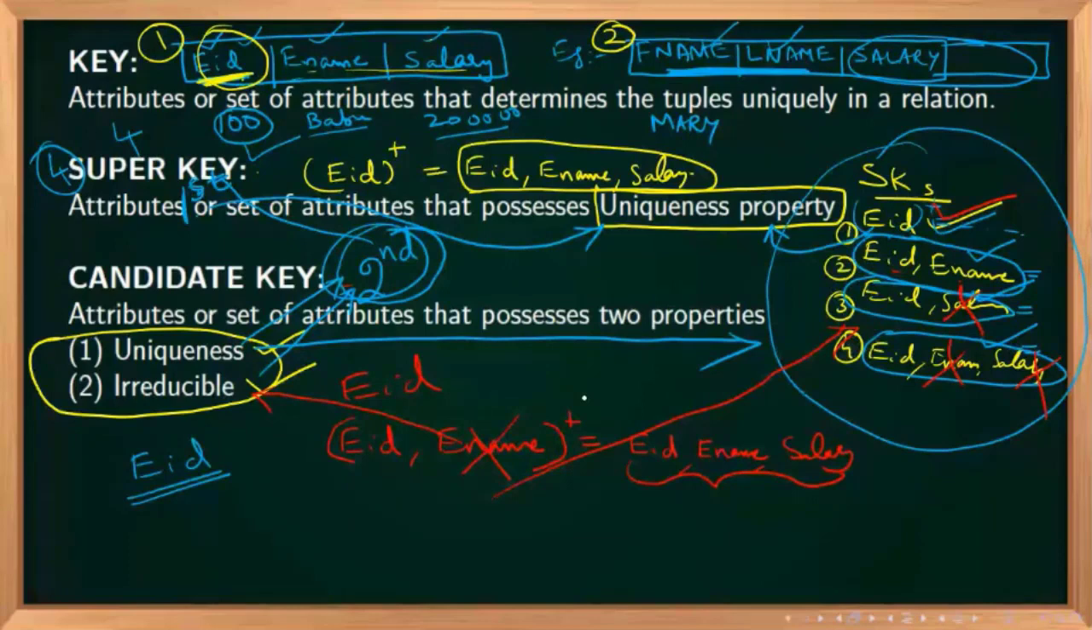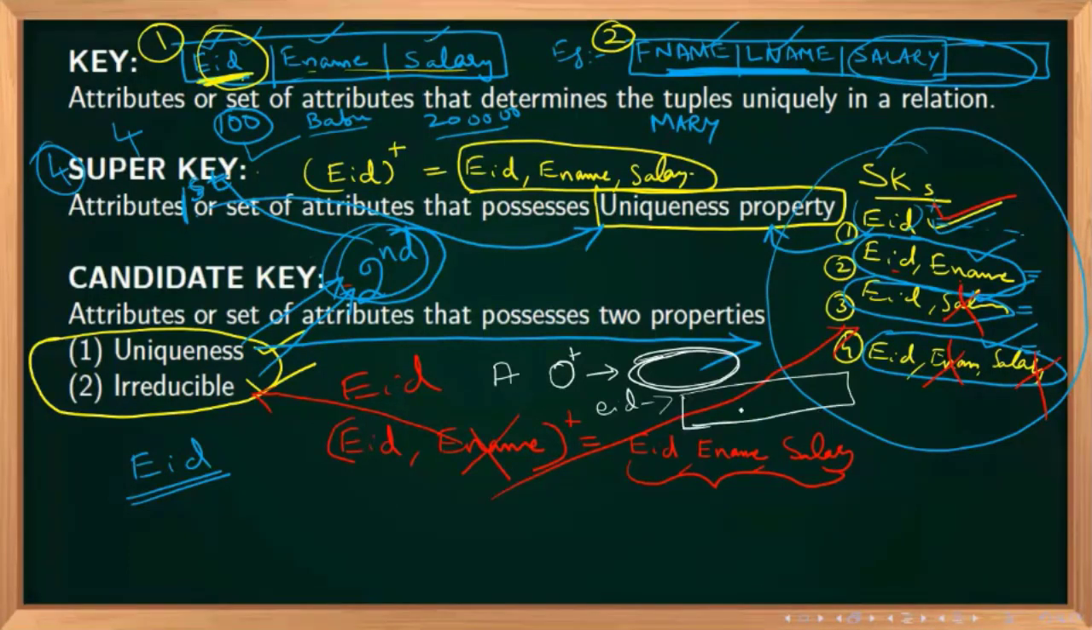For uniqueness property, if any attribute or set of attributes is satisfying it, what does that mean? If you take the closure of that attribute or set of attributes, you get all the attributes in the tuple, uniquely determining every attribute. Example, employee ID. If employee ID is uniquely determining the entire row, then the uniqueness property is satisfied. If the uniqueness property is satisfied, we can say only one thing: it is a super key.